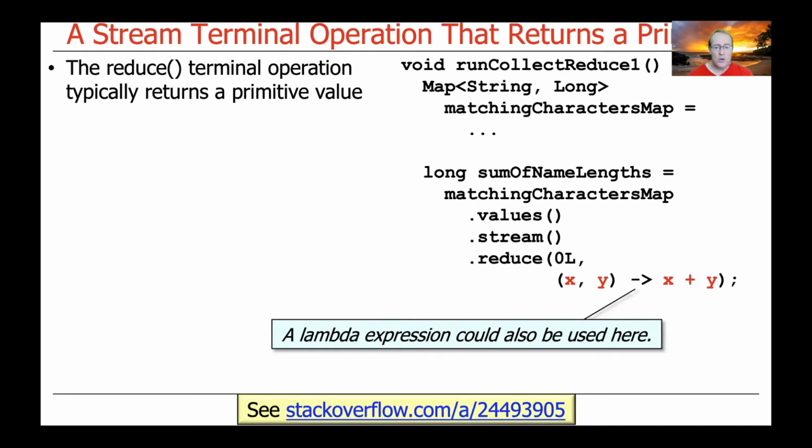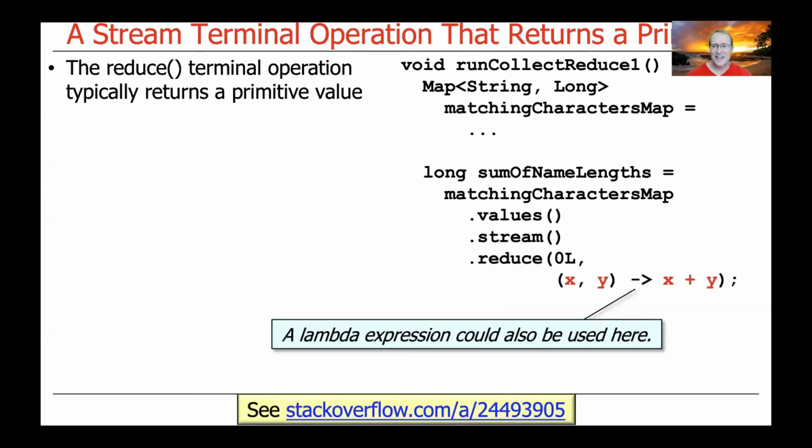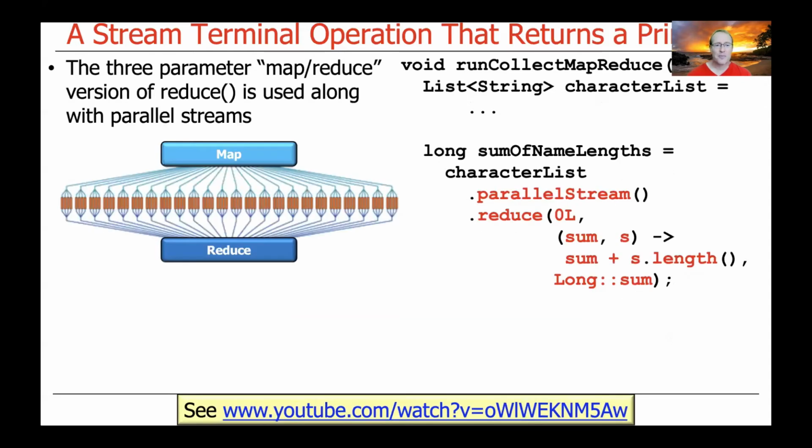You could also use a lambda expression here instead of using a method reference. So instead of saying this, you could say open paren x comma y, close paren arrow x plus y. Same exact thing, probably will run in roughly the same amount of time. I personally happen to like this better because I think it's more concise, but you can always write this and your code would not be incorrect.